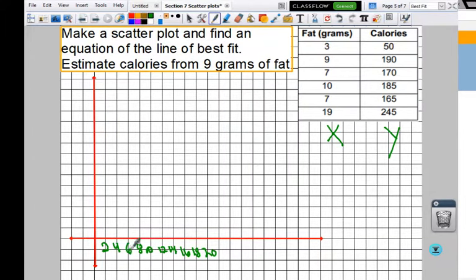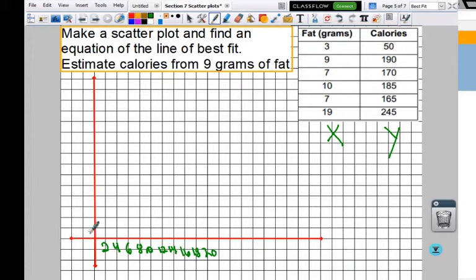So, our x's, I'm going by 2s because I don't want to count all the way to 19 by 1s. And then let's look at my y's. What's my biggest y? 245. Do you want to count up 245? No. What should we go by in y's, you think? 50s. That's a little better. 50s or maybe 25s. The 50s are okay.